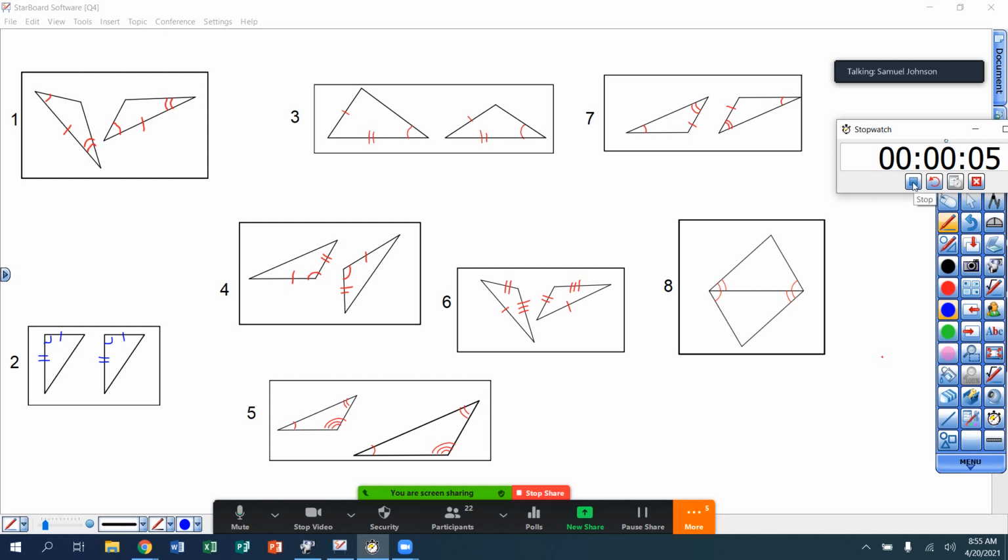What do you see? Number 2. Good. Number 3. Good. Number 4. Good. 5. Good. 6. Perfect. 7. Perfect. Number 8 with a line in the middle they share. Good job, Sam. Excellent. Full credit.